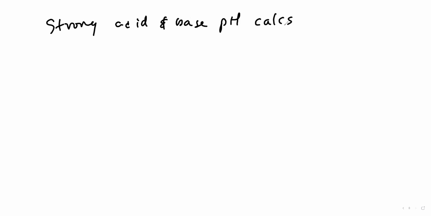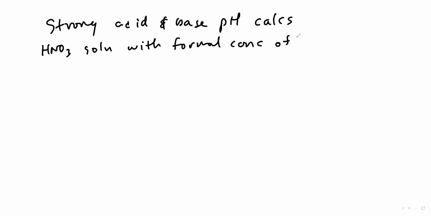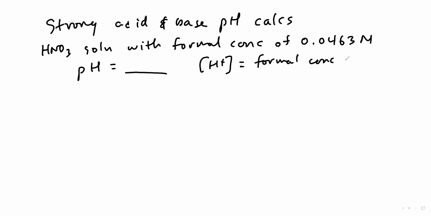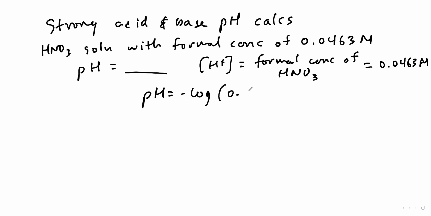All right, so with regard to the strong acid and base pH calculations, they're typically pretty easy. So let's say we have an HNO3 solution. It's a strong acid with a formal concentration of 0.0463 molar. We want to know what is the pH. And so what we first consider is that the H plus concentration is equal to, therefore, the formal concentration of HNO3, right? In other words, the H plus concentration is therefore 0.0463 molar. And if that's the H plus concentration, we can easily calculate the pH. And so we simply take the negative log of 0.0463, and we get that pH, 1.334.